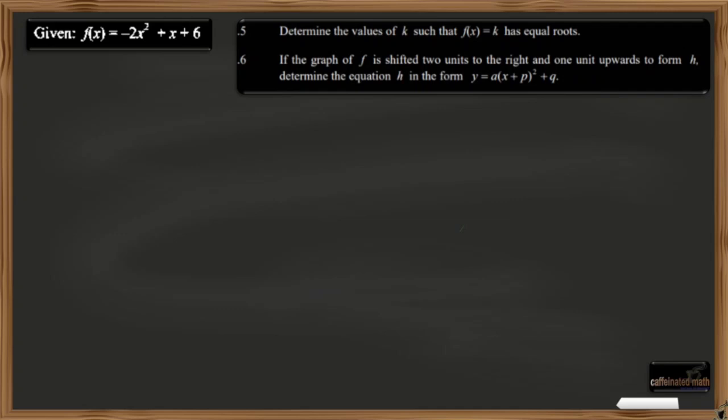Determine the values of k such that f of x equal to k has equal roots. Well, remember, this expression describes f of x. So for number 5, we'll have minus 2x squared plus x plus 6 being equal to k. Now, roots is the giveaway word over here, so it's the nature of the root question. For equal roots, delta needs to be equal to 0.